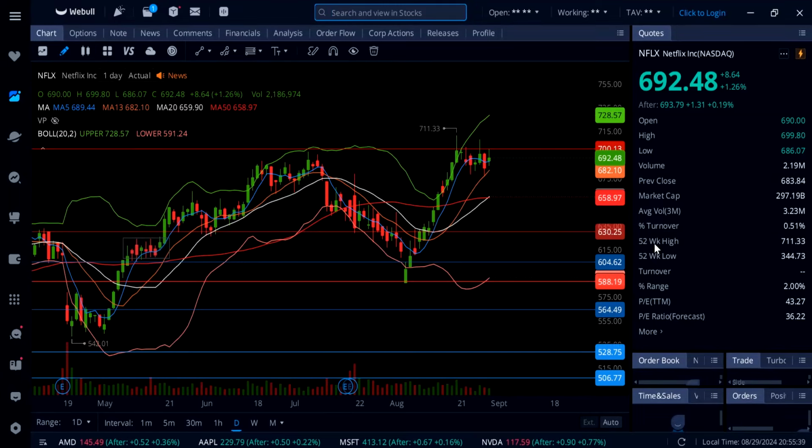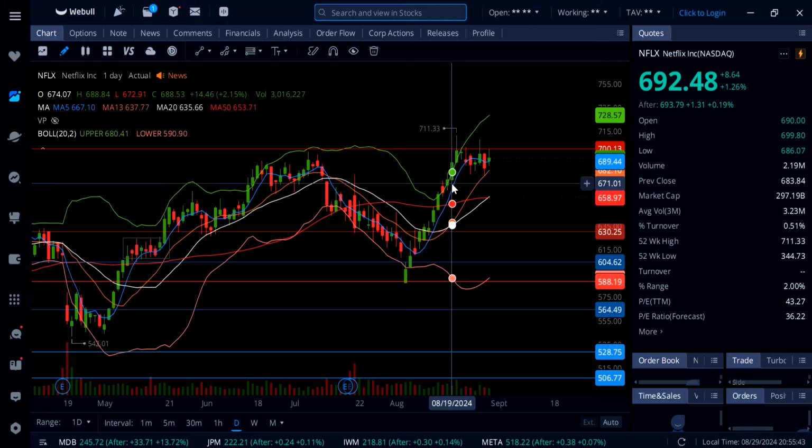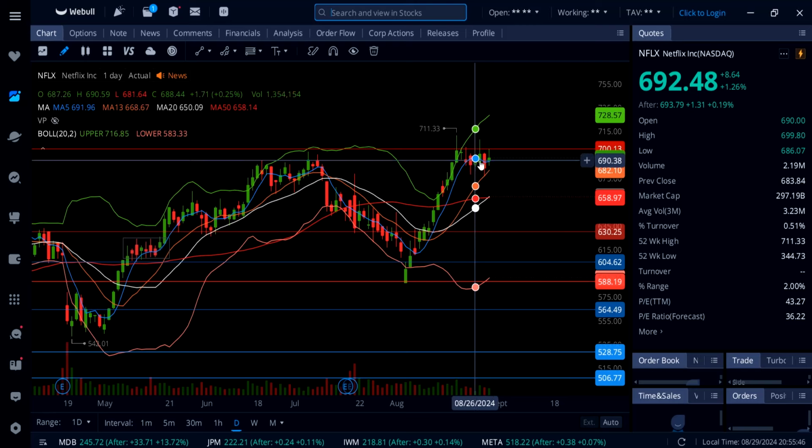So Netflix going up 1.26%, again back up to 700, again rejection, came back and now holding over 690, 5-day moving average.